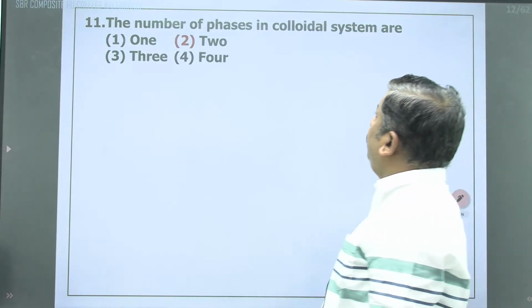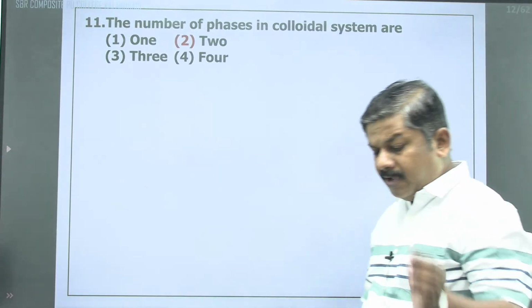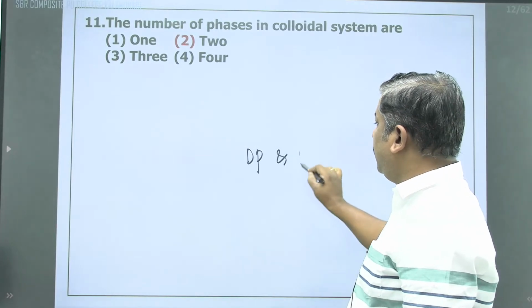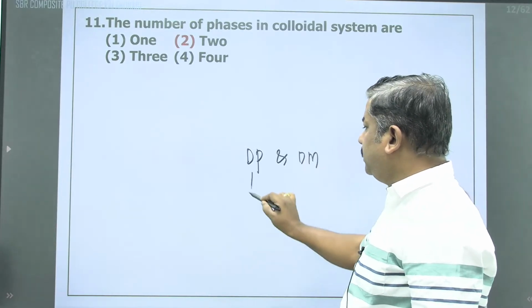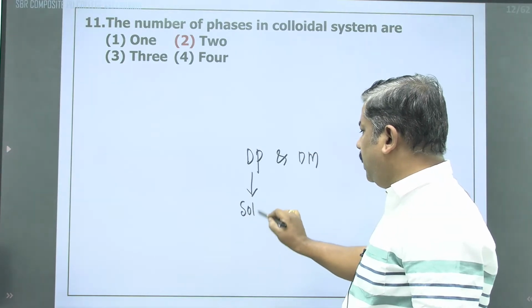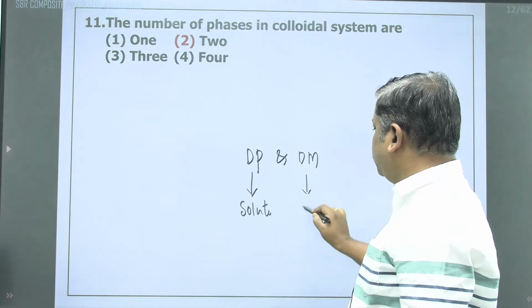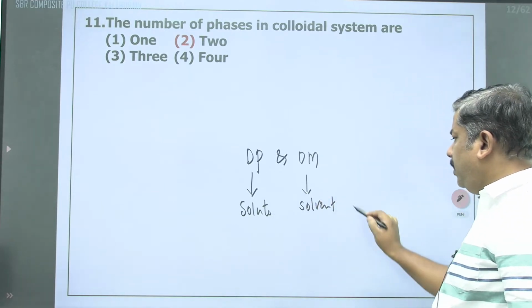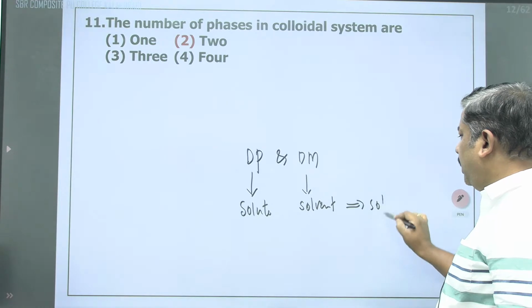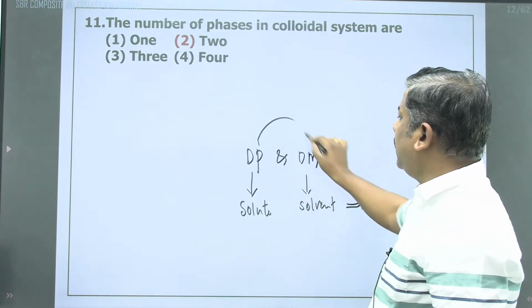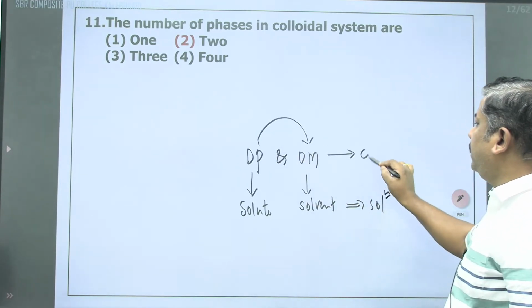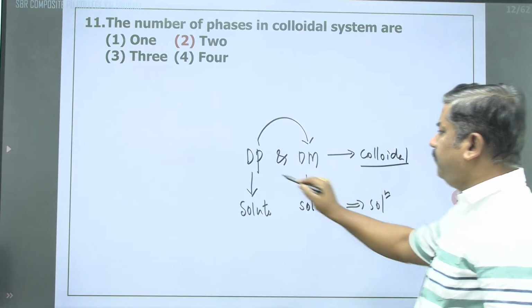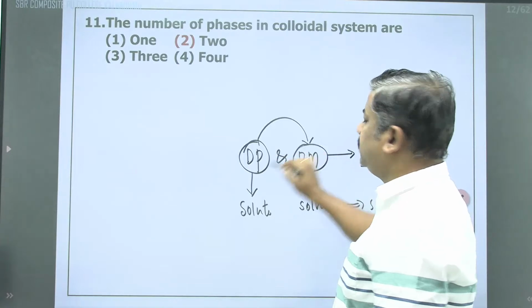11th one, the number of phases in a colloidal system is. Every colloidal system consists of a dispersed phase and a dispersion medium. The dispersed phase is just like what? Solute, and the dispersion medium is just like solvent. Just as solute is added to solvent to form the respective solution, the dispersed phase is added into the dispersion medium to form the respective colloidal substance. So every colloidal substance consists of 2 components. One is called the dispersed phase.